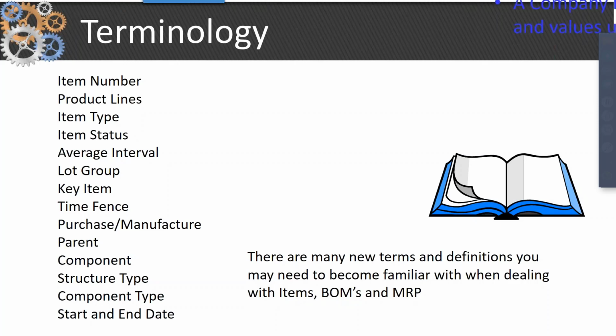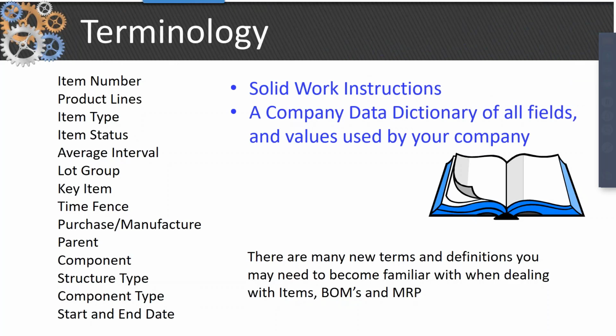But remember, when you are dealing with any new process within QAD, it's good to have solid work instructions. Some companies have turnover, God forbid, and planners leave and new planners come on board, and it's a good idea to have some sort of document that shows how your particular organization deals with, in this case, MRP, and then a company data dictionary or a wiki of all the fields and values used by your company. I don't know how many companies I've visited that have completely different ideas of what the order policies or item statuses or structure types mean. As long as you define it for yourselves, I think you'll be in good shape.